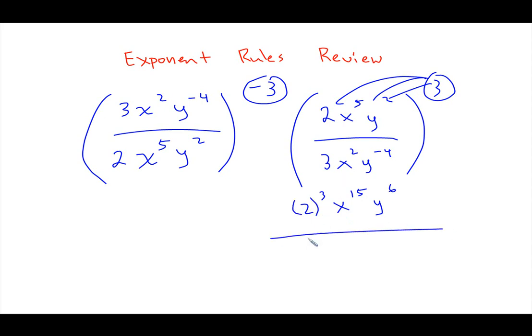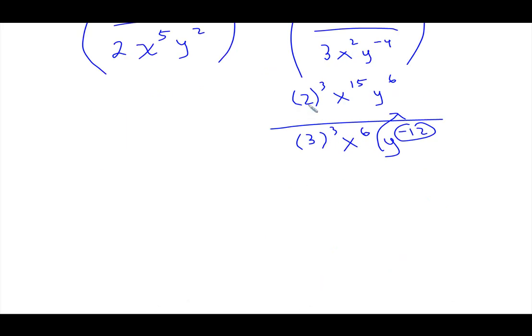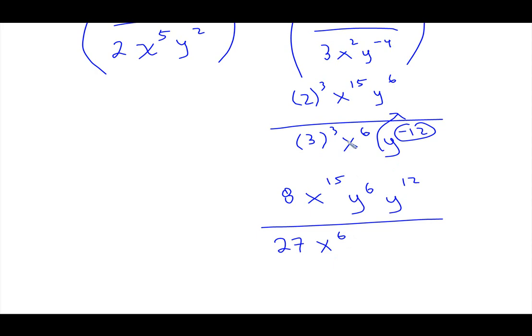On the bottom here, I get 3 to the 3rd, x to the 6th, right here, and y to the negative 12th. Now I've got this negative exponent, so you know I'm going to have to move this to the top. So when we start working everything out, we have 2 to the 3rd, so that'll give me 8, x to the 15th, y to the 6th, and I move this to the top, so I have y to the 12th. And on the bottom, 3 to the 3rd, I get 27, and I have x to the 6th down here.